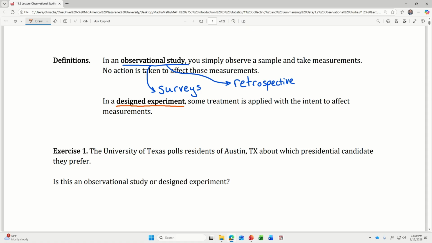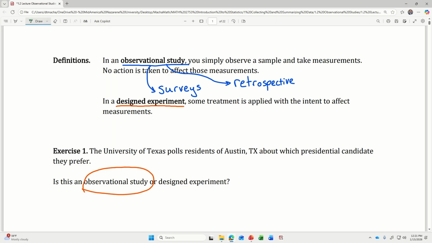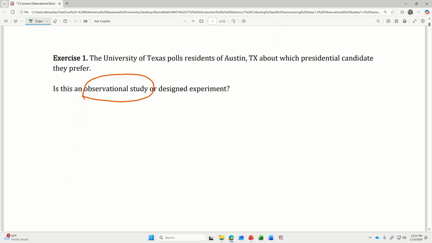So exercise 1, the University of Texas polls residents of Austin, Texas about which presidential candidate they prefer. Is this an observational study or designed experiment? Eli. Observational. Yeah, we are just observing by giving them a survey what their opinion is. We're not actually doing anything to them to change their mind.